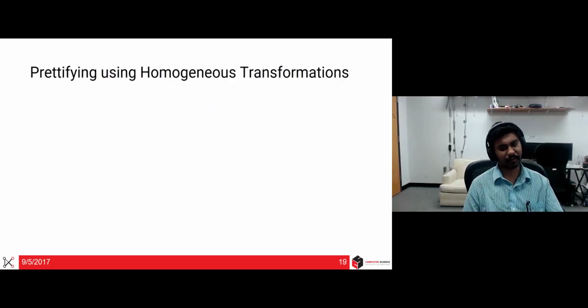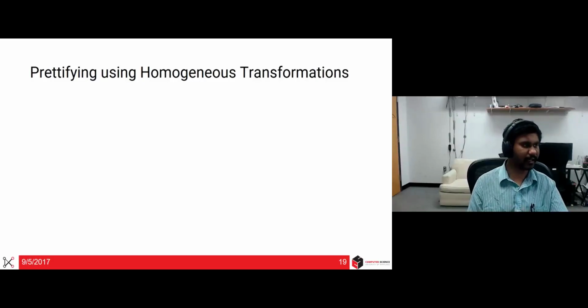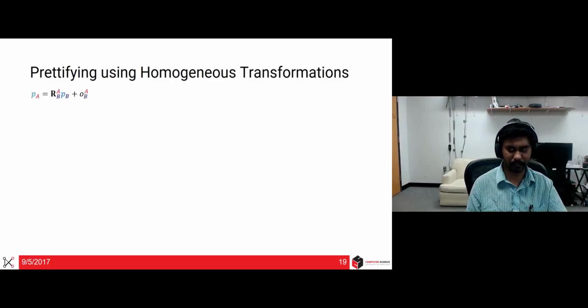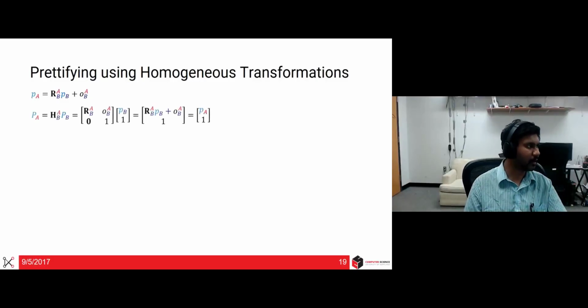So all this is super confusing, right? The rotations, the translations and all that stuff. You would want to prettify all this to make life easy for you, and you can do that through something called homogeneous transformations. So, same formula as before, but this can also be written as capital P_A equals the homogeneous transformation which takes you from B to A, times point capital P_B, where the capital P is just a 1 appended to any point in any coordinate frame, as shown here.